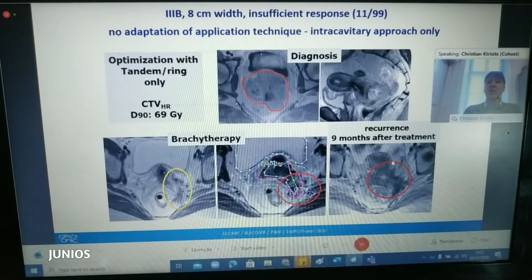Sometimes this reminds me now of the MRI LINAC. Everyone thinks the MRI LINAC will be actually the solution for everything. However, using MRI only is not enough. We also have to change our technique, and we also need clear concepts.